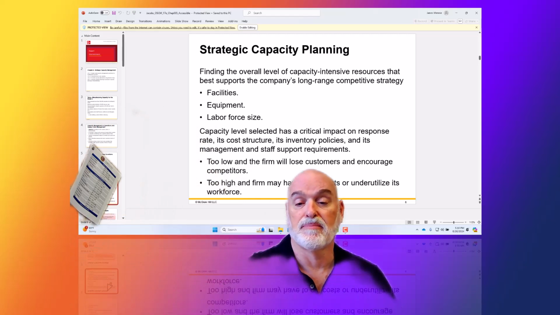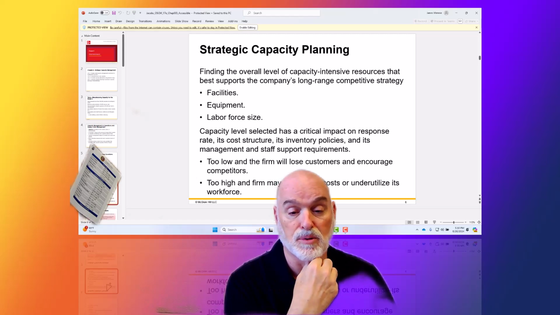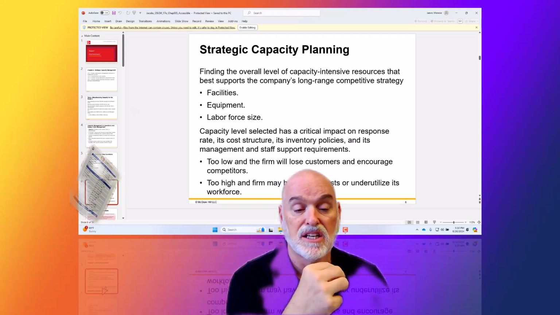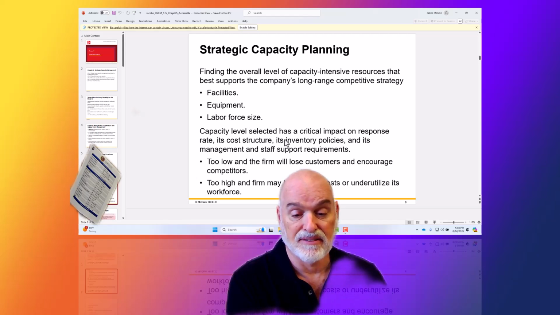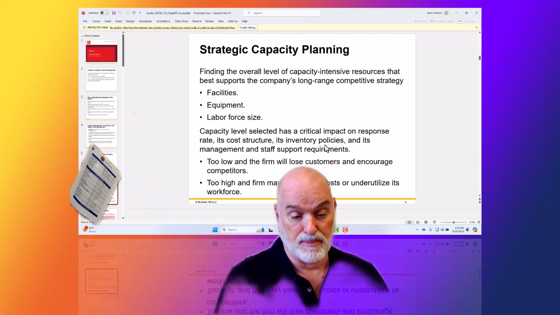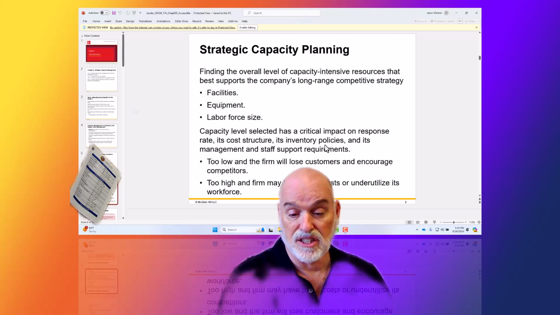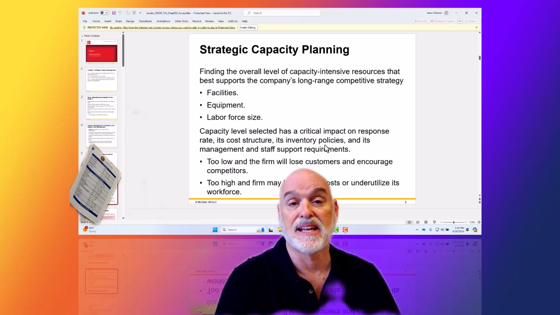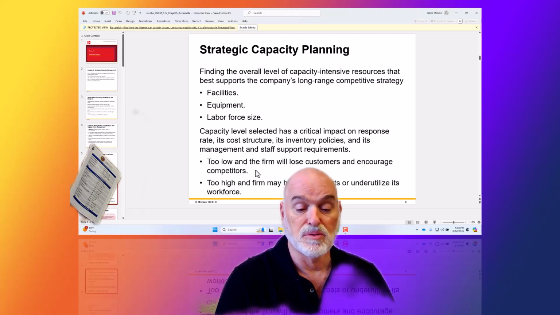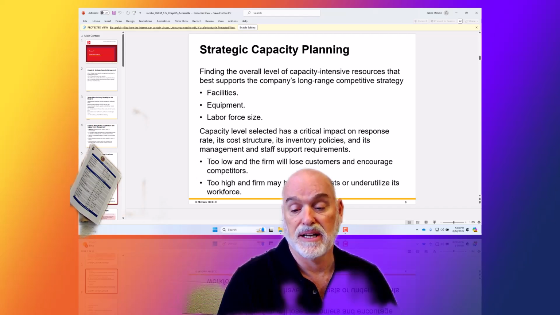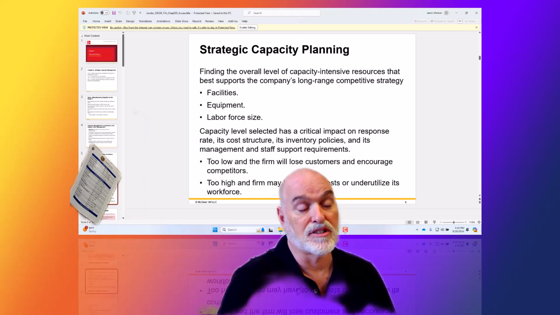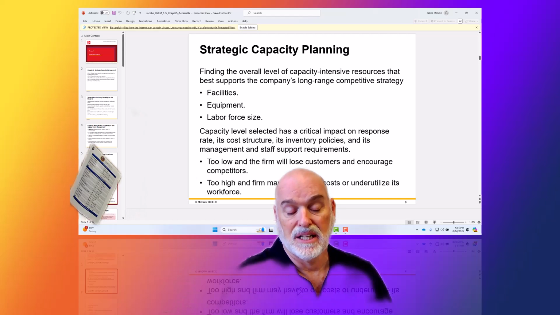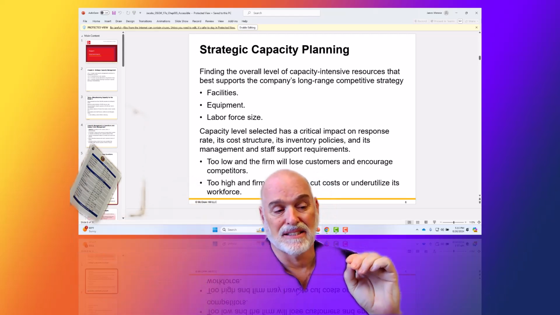Capacity planning means finding the overall level of capacity intensive resources that best supports the company's long-range competitive strategy: facilities, equipment, and labor force size. The capacity level selected has a critical impact on response rate, cost structure, inventory policies, and management and staff support requirements. If it's too low, the firm loses customers and encourages competitors. If it's too high, the firm may have to cut costs or underutilize its workforce. I refer to it as the Goldilocks principle in the sense that it has to get it just right.